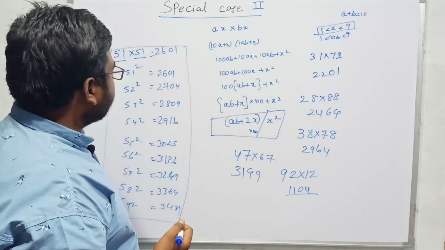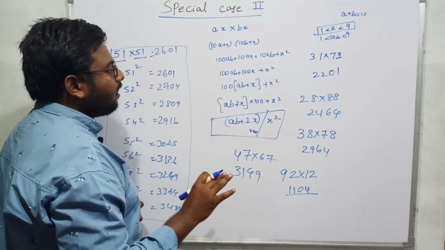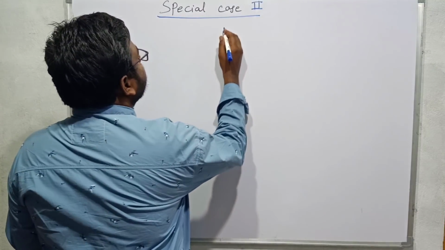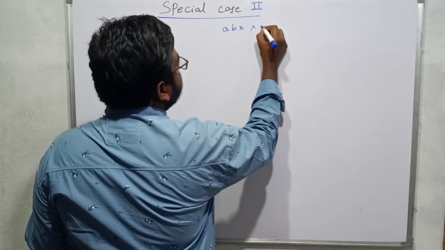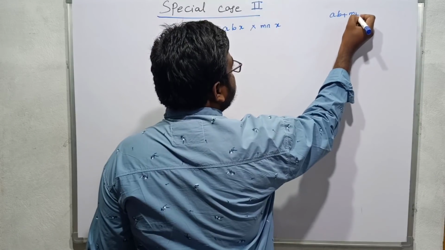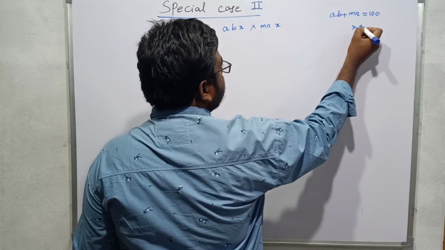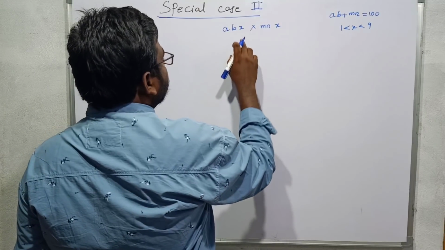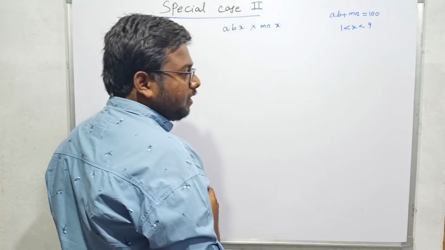So let us see the different cases of this model and be careful while listening to it. This is the continuation of that one, where ABX into MNX, where AB plus MN is equal to 100. X is strictly a single digit number, because if X is a 2 digit number, then the whole concept will be disturbed.